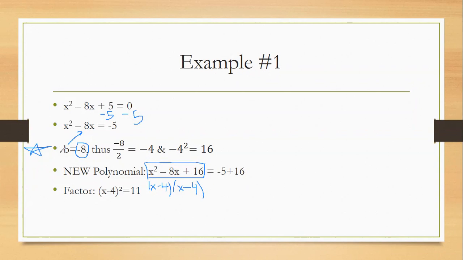Okay? Once you do the division, you get -4. Once you square -4, you get 16. You need to make sure it goes on both sides of the equal sign. Just like when we were adding or subtracting or dividing, whatever, you do it to both sides of that wall.